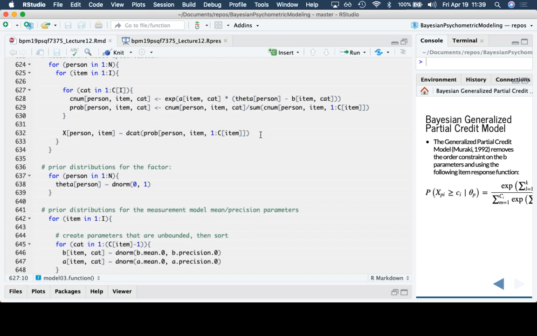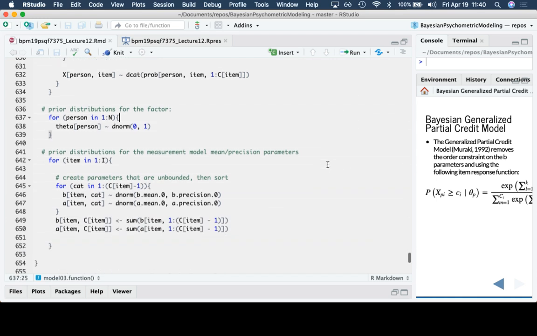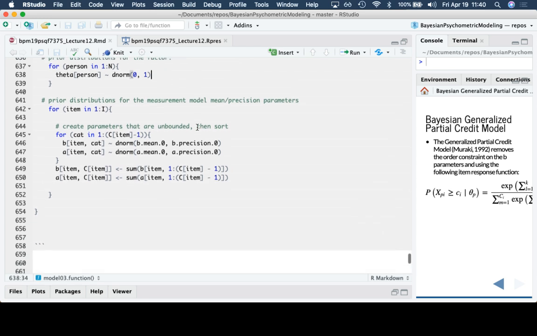Here, again, the data are still dcat, that sort of one-trial multinomial. CNUM is the numerator, and so I have A times theta minus B at the top. Actually, the probability is E raised to the power of A times theta minus B at the top. And then finally, the probability for each item and category is that number divided by the sum across all categories for it. Again, I'm going to identify theta with a normal 0, 1.